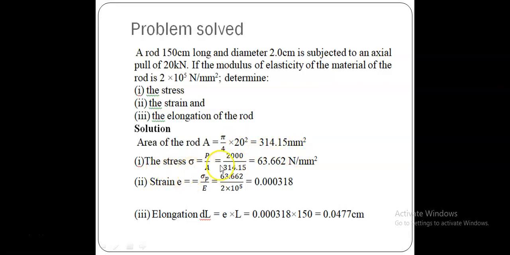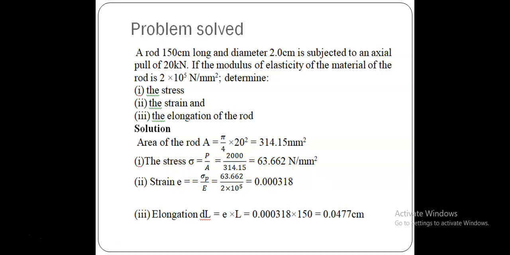Next, the stress sigma is equal to P by A, as we know that it is an axial pull, therefore we are finding axial stress or direct stress. The formula is sigma is equal to P by A, and the axial pull 20 kilonewton is converted into Newton, therefore 20000 Newton divided by area in mm square. Finally we have the stress 63.662 Newton per mm square.